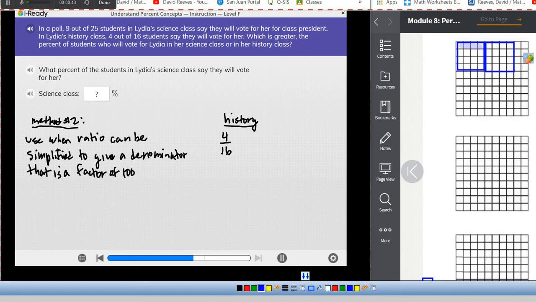And even if I tried to put some pieces together like puzzles, it's not going to work because 16 is not a multiple of 100. Excuse me, 16 is not a factor of 100. 100 is not a multiple of 16.